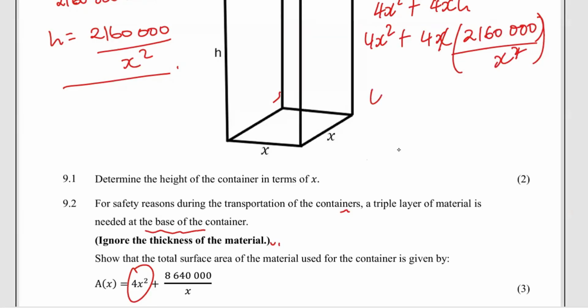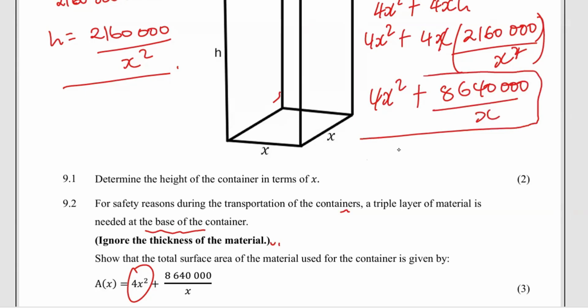What is 4 times that? So 4x squared plus 2,160,000 times 4, we're going to get 8,640,000 over x. Isn't that what the question wanted? How beautiful it is to be given answers, right?